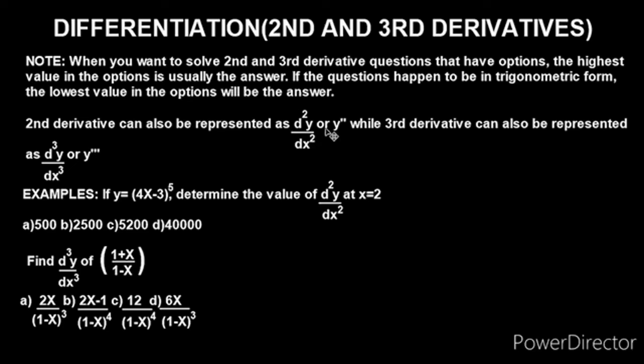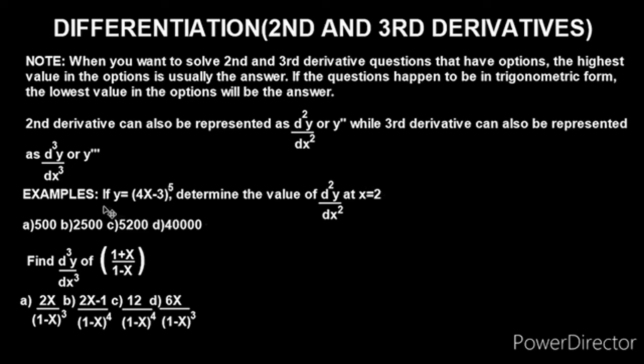in replacement for the second derivative, and also for the third derivative, the examiner may choose to use d³y/dx³ or y triple prime in replacement for the third derivative, respectively. So don't get confused, they all mean the same thing. So having known this, let's look at the example we have here and solve it together.